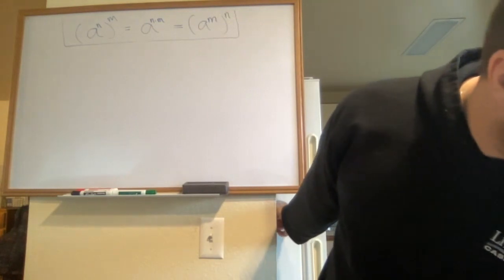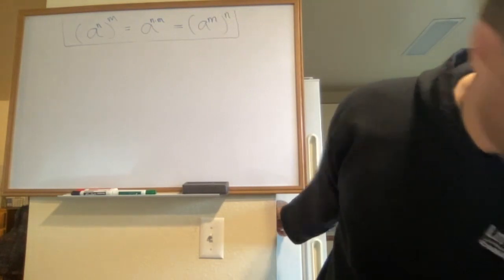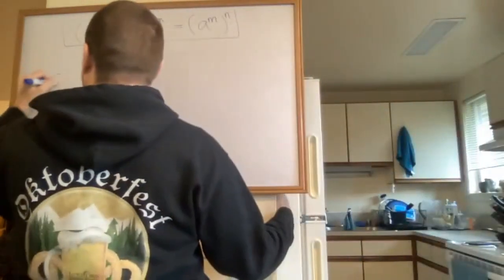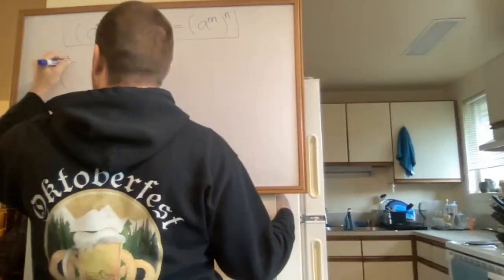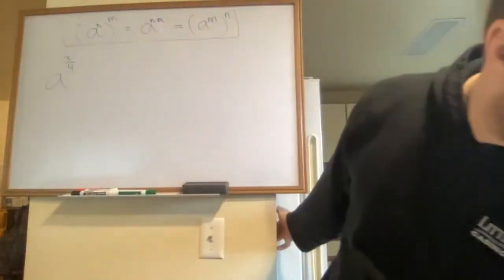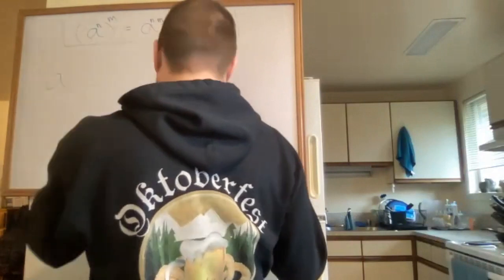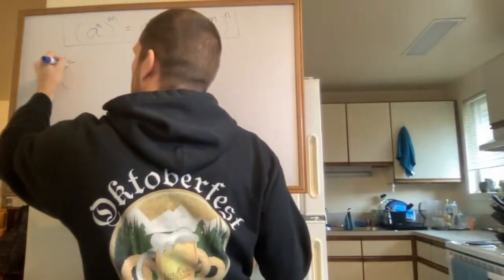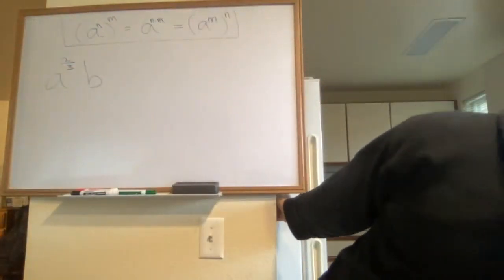We want to write this with a single radical. This is so weird, and it's good practice, I guess. A to the 3. No, I'm sorry. It's a to the 2/3 times b to the 3/4.